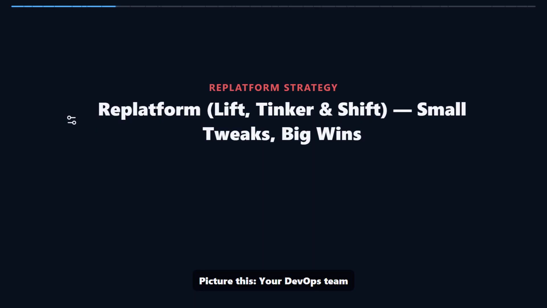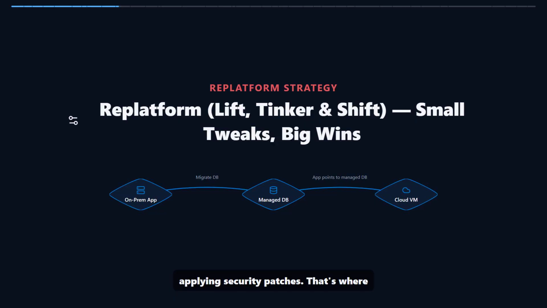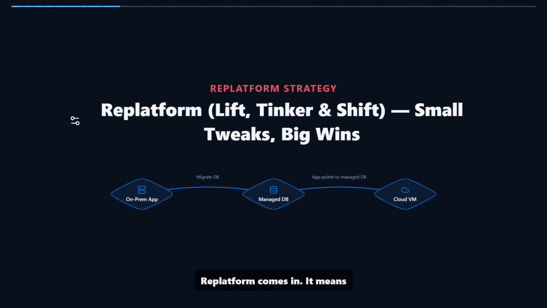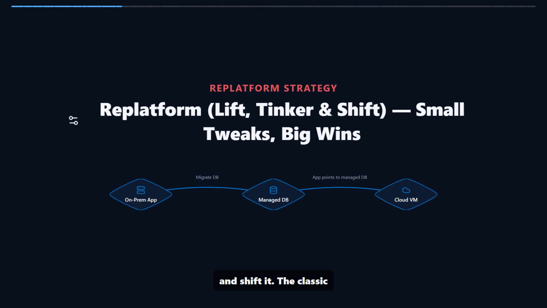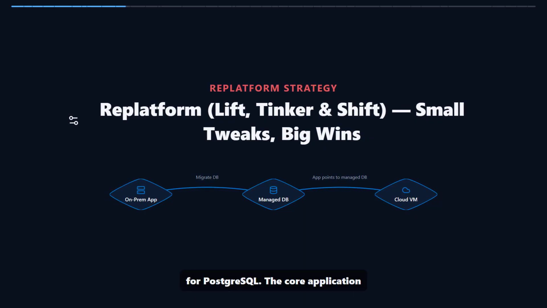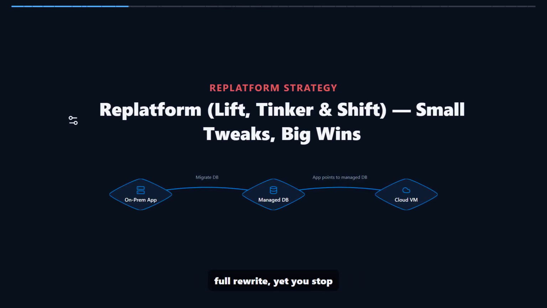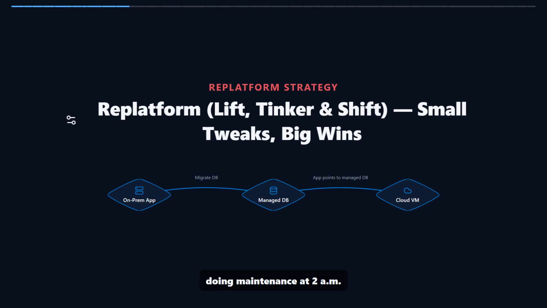Picture this. Your DevOps team spends every third Saturday manually vacuuming a PostgreSQL database and applying security patches. That's where Replatform comes in. It means you lift the app, tinker with a few cloud-optimized changes, and shift it. The classic tweak? Trade your self-managed database for a managed service like Amazon RDS or Azure Database for PostgreSQL. The core application code stays the same, but you offload backups, patching, and failover to the provider. No full rewrite, yet you stop doing maintenance at 2 a.m.